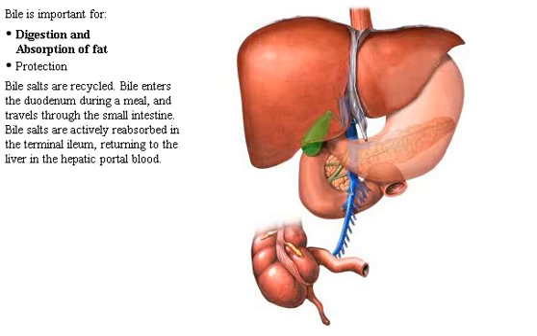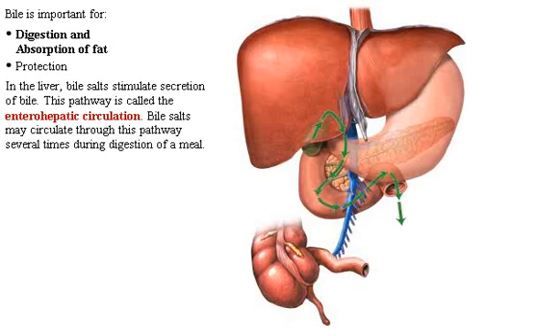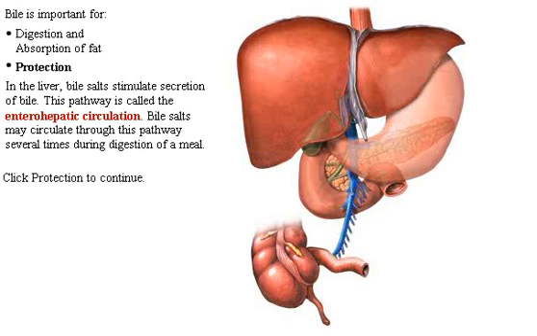Bile salts are recycled. Bile enters the duodenum during a meal and travels through the small intestine. Bile salts are then actively reabsorbed in the terminal ileum and returned to the liver in the hepatic portal blood. In the liver, bile salts stimulate secretion of bile. This pathway is called the Enterohepatic Circulation. Bile salts may circulate through this pathway several times during digestion of a meal. Click Protection to continue.